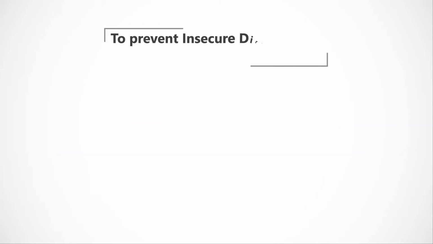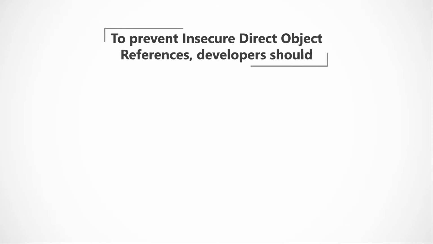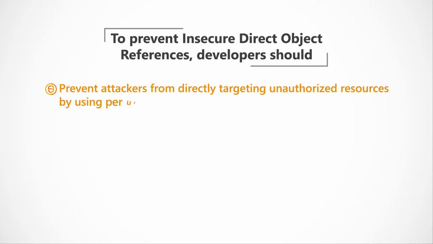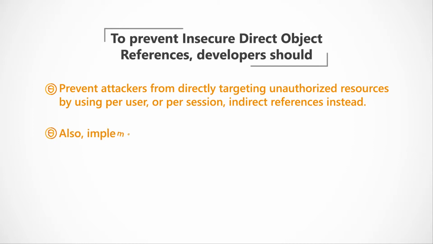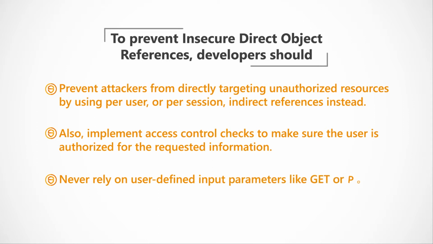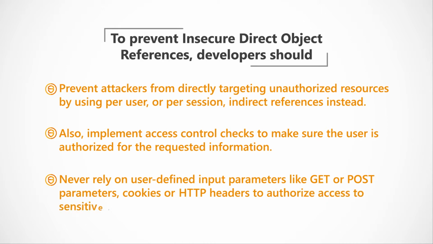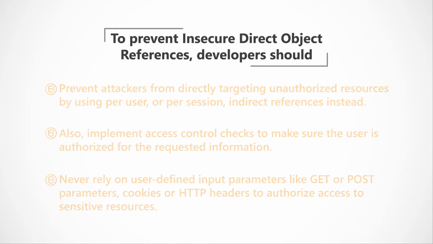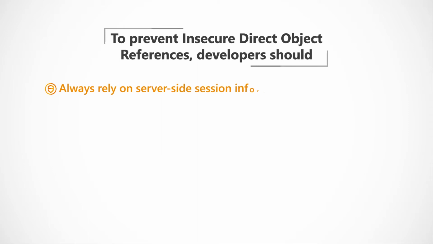To prevent insecure direct object references, developers should prevent attackers from directly targeting unauthorized resources by using per-user or per-session indirect references instead. Also, implement access control checks to make sure the user is authorized for the requested information. Never rely on user-defined input parameters like GET or POST parameters, cookies, or HTTP headers to authorize access to sensitive resources. Always rely on server-side session information and use mapping values to access objects.